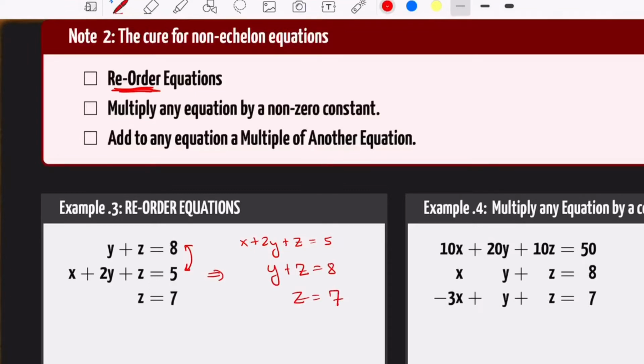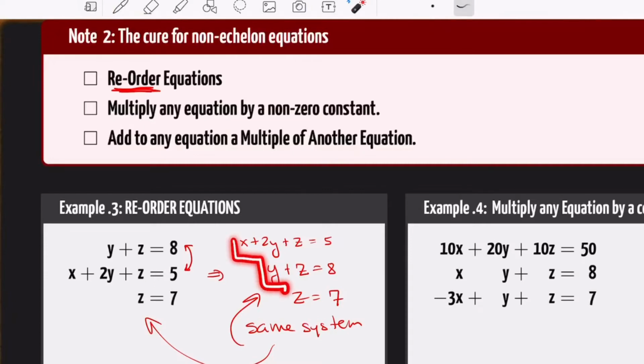So what I've done here is just reorder. This is the same system, different order. Same system as that one, different order. But now the thing that I have going for me is that I've got the echelon form, and now it becomes a piece of cake, a walk in the park. That's why sometimes this business of reordering the equations actually makes things a lot easier for you.